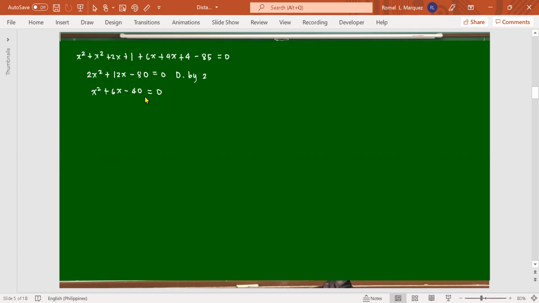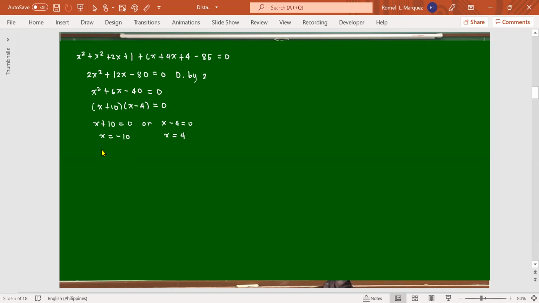Okay, now? Okay, guys? So what is the factored form of the left side? x plus 10, x minus 4 equals 0. Equate its factor to 0. For the first linear equation, we have x equals negative 10. Then for the second one, we have x equals 4.